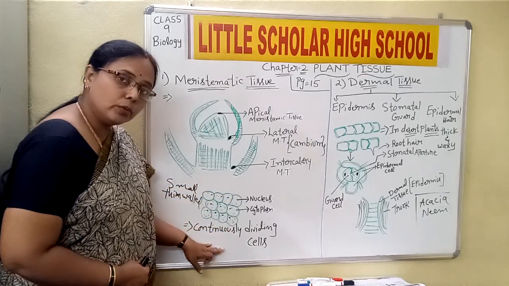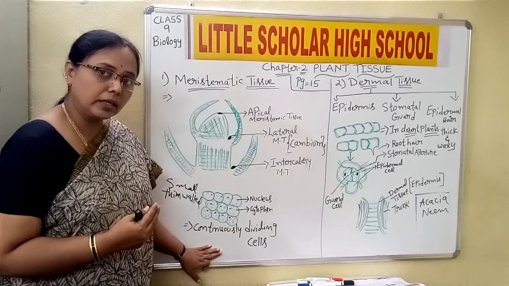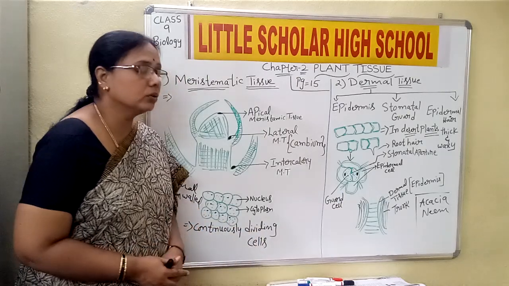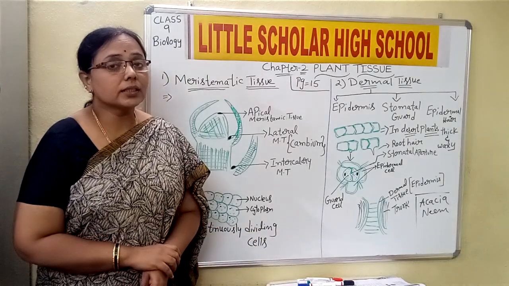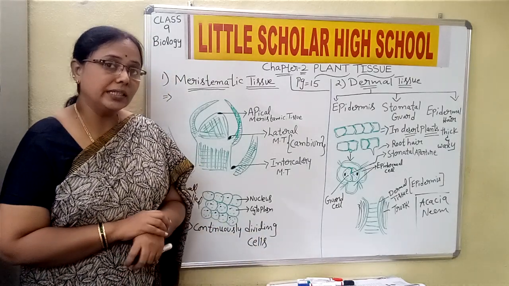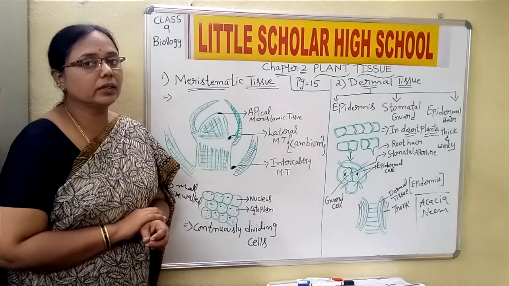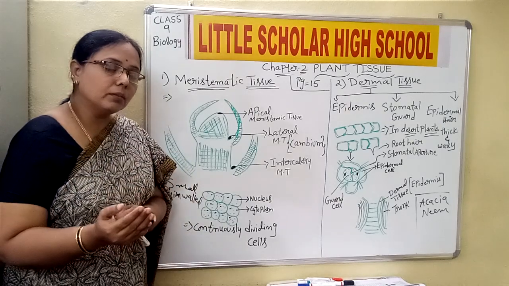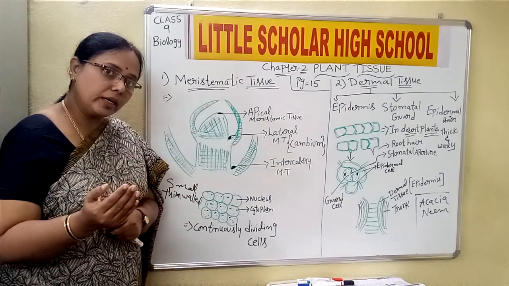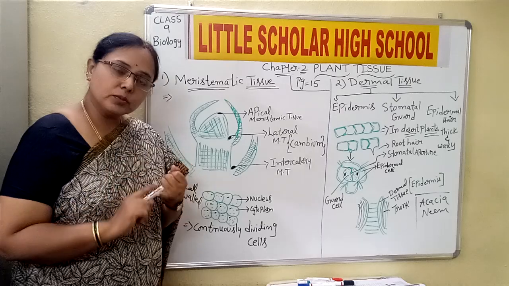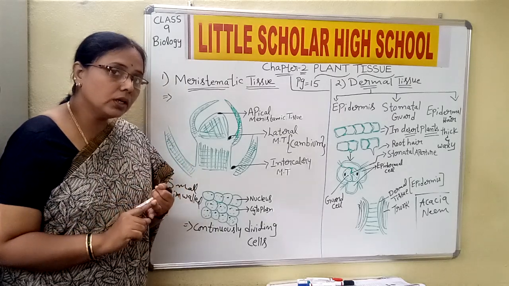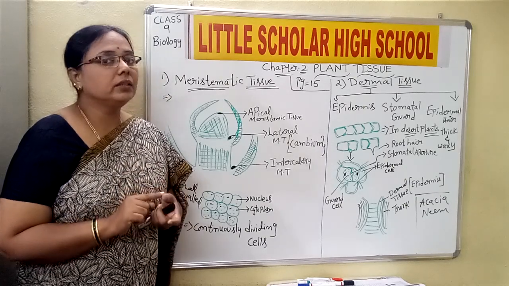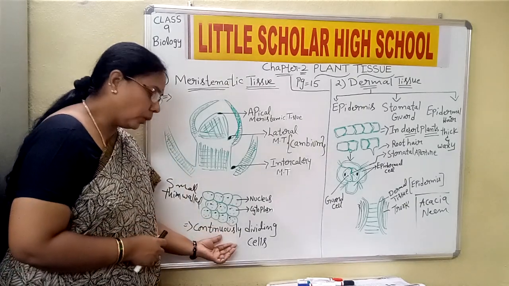And one more point to remember regarding the meristematic tissues: these are continuously dividing cells. So the question can be, which cells are the ones which are continuously dividing? Yes, it is the meristematic tissue which continuously divides. Just to sum up the characters of the meristematic cells, they are small in nature, thin walled, they have a prominent nucleus, they have cytoplasm, and these are continuously dividing cells.